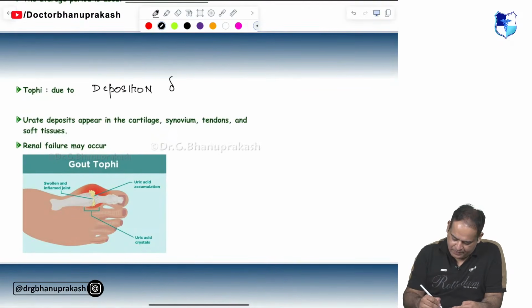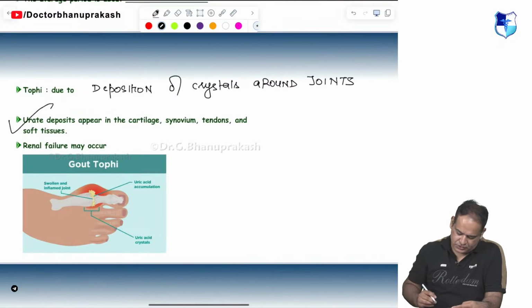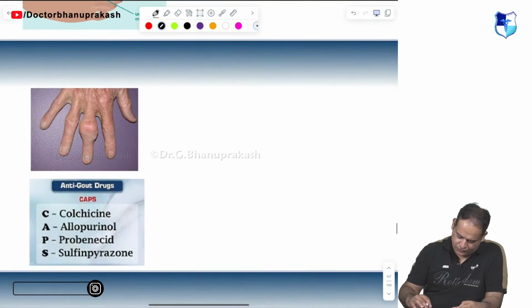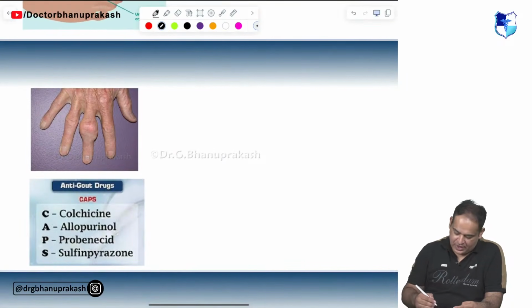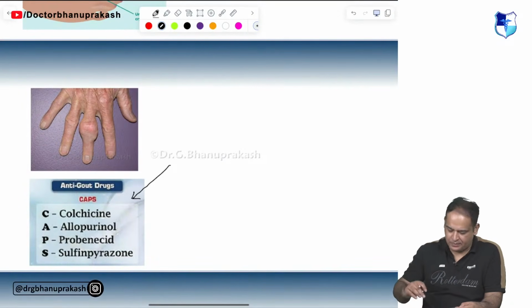Tophi are deposition of the crystals around the joints, right? Tophi. So these are tophi, and that is a mnemonic for anti-gout drugs, right?